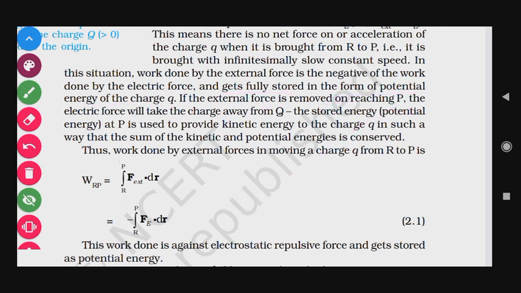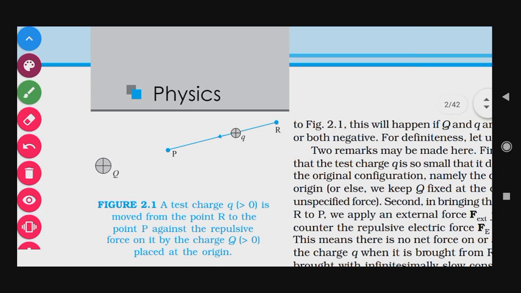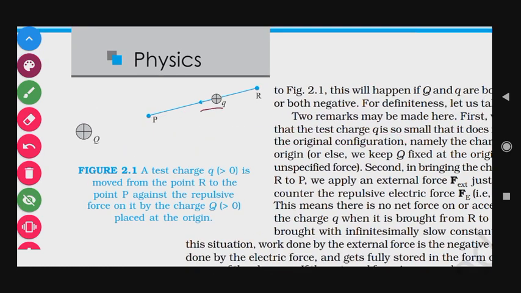Now we'll move to the next line. If the external force is removed on reaching P, the electric force will take the charge away from Q. The stored potential energy at point P is used to provide kinetic energy to the charge small q, in such a way that the sum of the kinetic energy and potential energy is conserved. Similar to the earlier example, if you bring it to this point and then release it, what will happen? There is no external force now.